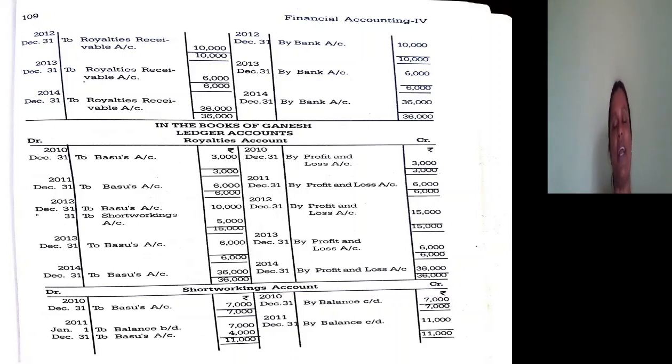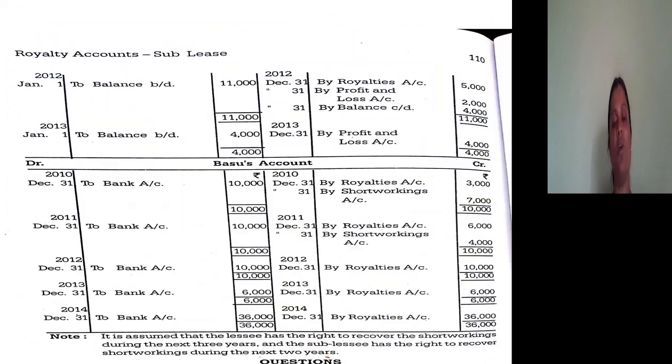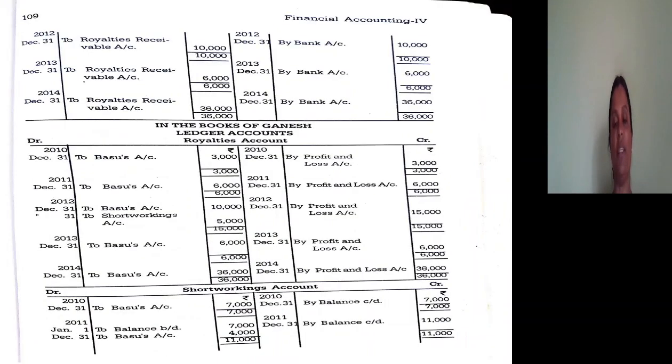Now in the books of Ganesh in the capacity of lessee, what are all the accounts? Royalties account, short working account and Basu's account. You do one thing, you just learn what is there. You now know how to pass entries in the books of lessee. The same entries have to be remembered based on the situation, as we studied in the theory class, and you have to concentrate on each and every year's situation. Then we have to prepare accounts in the books of Ganesh.